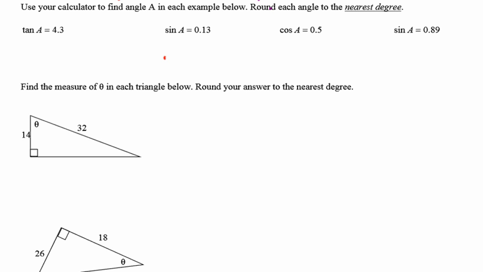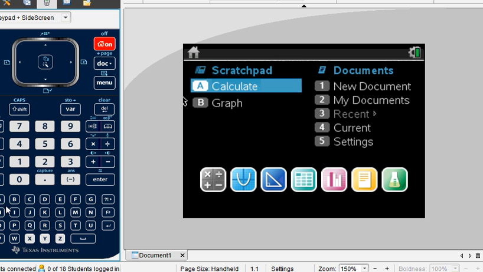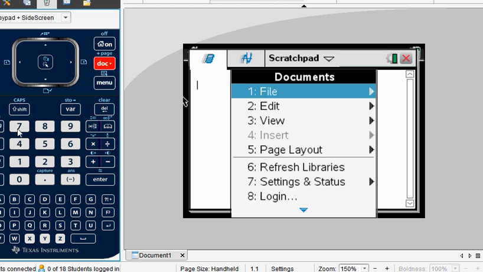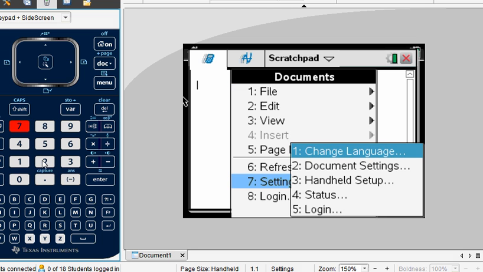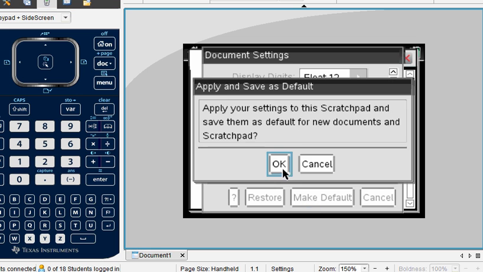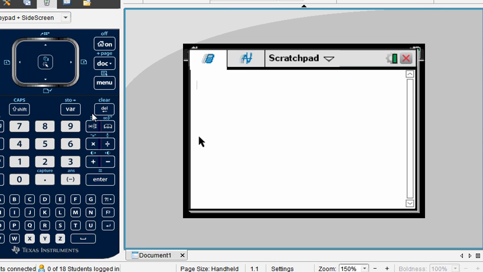So for the first one, I'm trying to determine which angle it is that has a tangent value that's equal to 4.3. I'm going to open up my calculator and go into my scratch pad or a document. I'm always going to check the settings and make sure that I'm in degrees, and that's very, very important. I am, so I'm all good. And I'm going to go back to my trig functions.